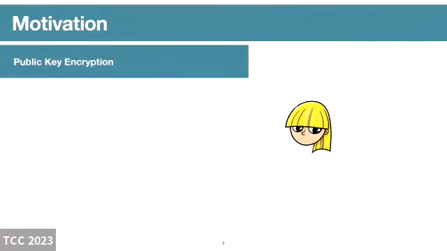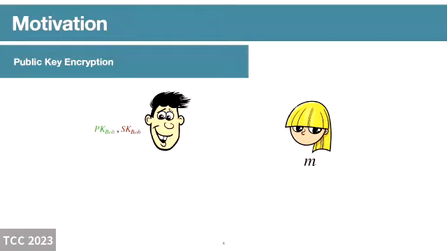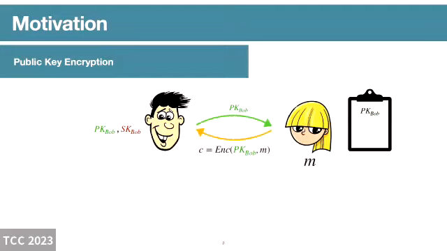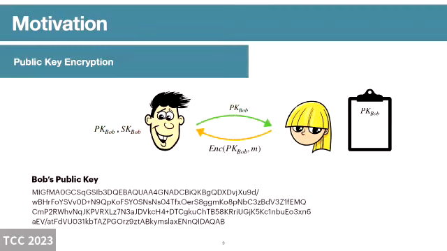So let's start with a quick review of public key encryption. Here we have Alice and her friend Bob. Alice wants to send Bob a private message, so Bob needs to have a public key and secret key pair and send his public key to Alice, which Alice can use to encrypt her message and send a ciphertext to Bob. Then Bob can later use his secret key to decrypt the ciphertext and retrieve the message. Now, something really important to note here is that Bob's public key could be something like this, which is really hard to memorize or remember.